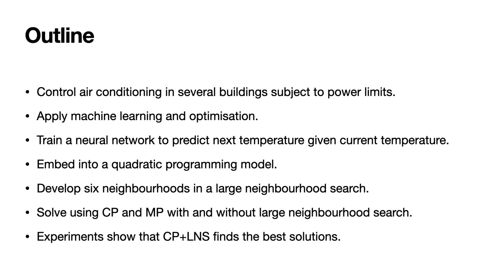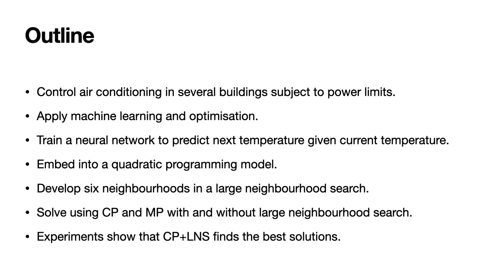We apply machine learning and optimization to the problem. We collect temperature data from each building and we train the neural network on the temperature data. This model predicts the next temperature given the current temperature and some environment inputs. And then we embed the trained neural network into a quadratic programming model. This optimization model copies the neural network for each building and each time step, and then we optimize over all buildings and time steps to decide which buildings should turn on their air conditioning during which time step.